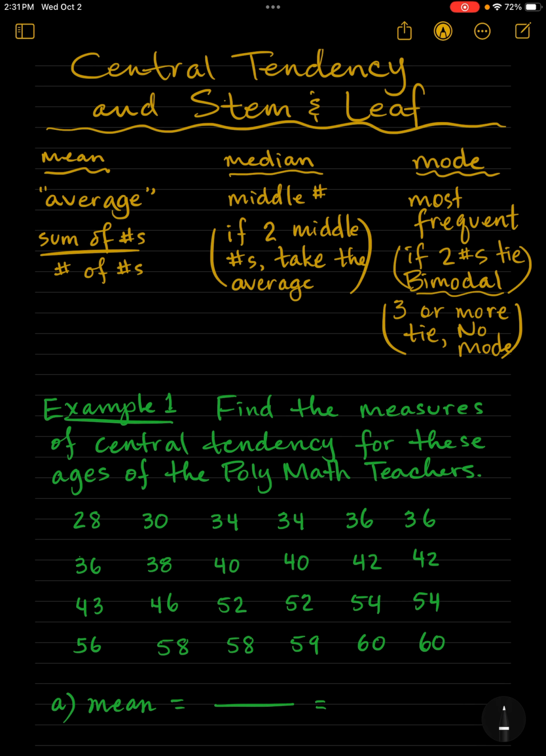Today, you're going to learn about central tendency, and I'll show you how to do a stem and leaf plot.